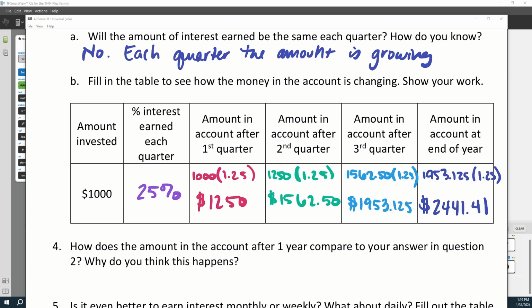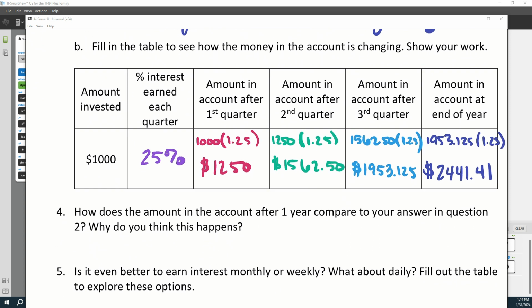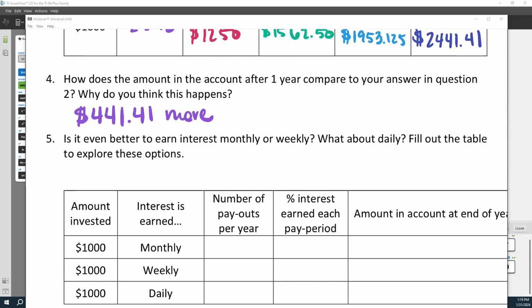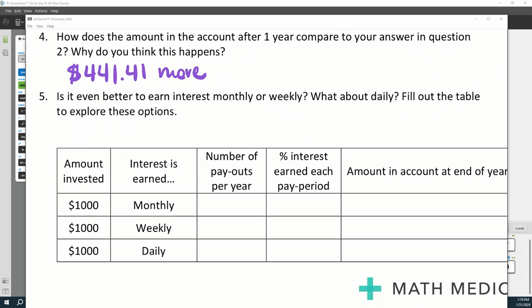All right, so dividing this 100% interest up into doing 25% 4 times a year is actually more beneficial for you, because in the end, it's going to be $441 more. And it's because that interest is making the money grow faster. Okay, so that was quarterly. So let's see what happens if our interest is earned monthly or weekly and daily.